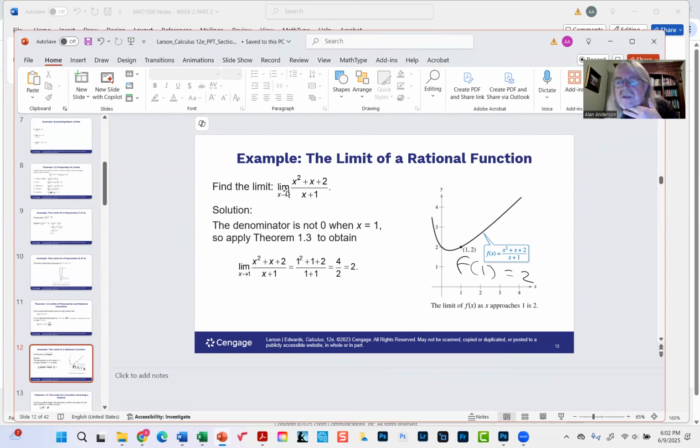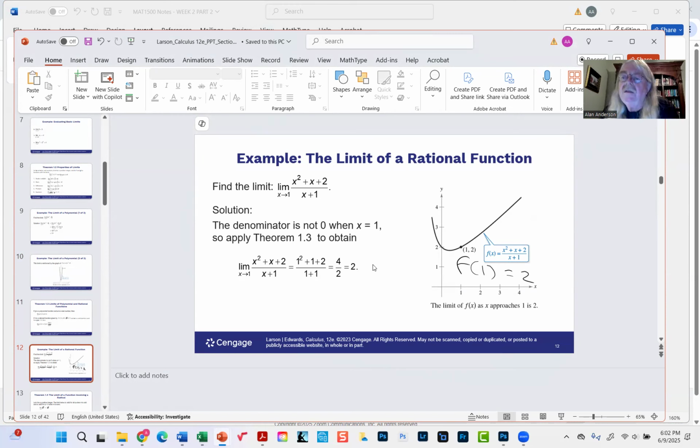We're being asked to evaluate this limit as x approaches 1. And there's nothing to stop us from solving this with direct substitution. As you can see, if I plug in 1 here, we'll get 1 squared plus 1 plus 2 all over 1 plus 1. And that reduces very nicely to 2, or f of 1.